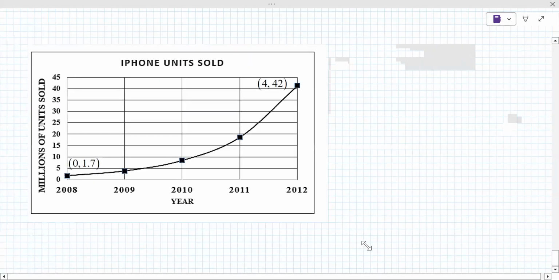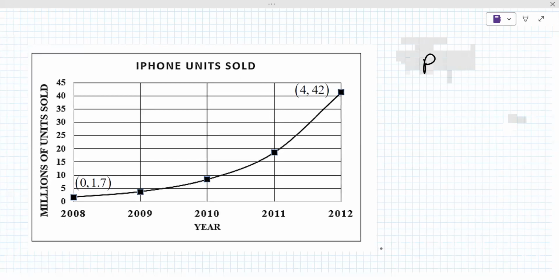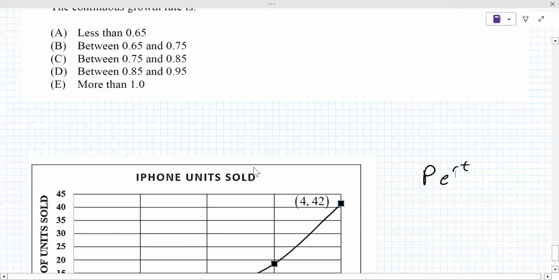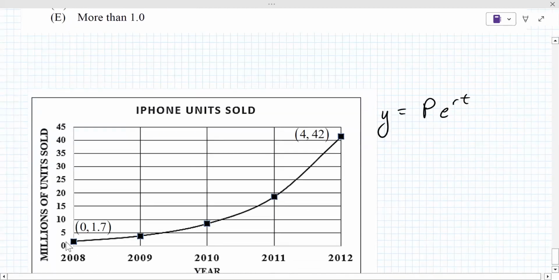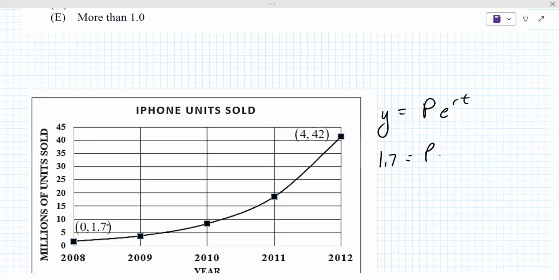Using PERT. All right, so PERT here, P, E to the RT. Okay, and then what do they use for Y? They just do Y. Okay, so kind of like the last problem, it's usually best to start with the 0, 1.7. 1.7 equals P, E to the R times 0. So in this case, T is like your X. So R times 0 is 0, E to the 0 is 1. So 1.7 equals P. Y equals 1.7 E to the RT.